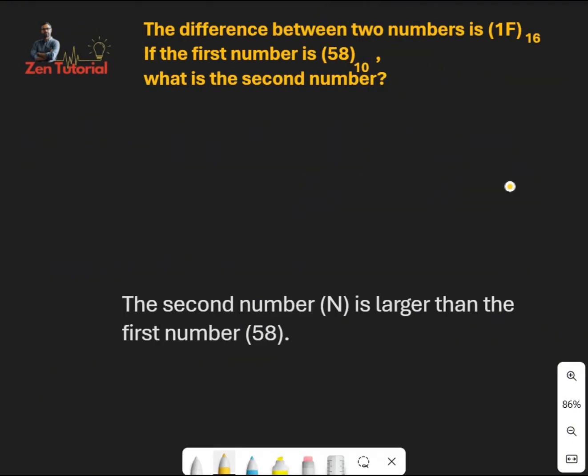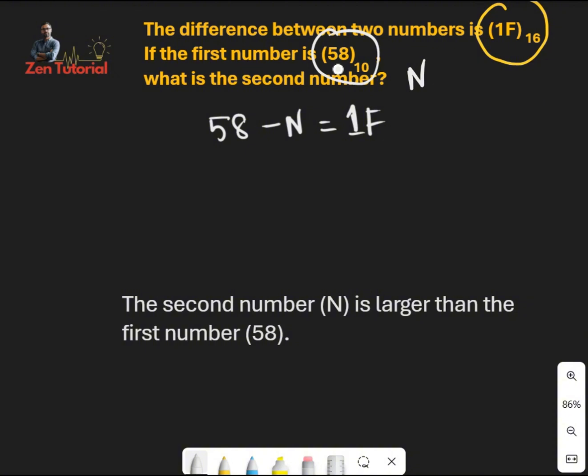The question describes the difference between two numbers. One is 1F in hexadecimal. Another one is 58 in decimal. What will be the second number? Let's consider the second number is n, right? The first number is 58 in decimal. The second number is n, and the difference will be 1F, the result, right, in hexadecimal.